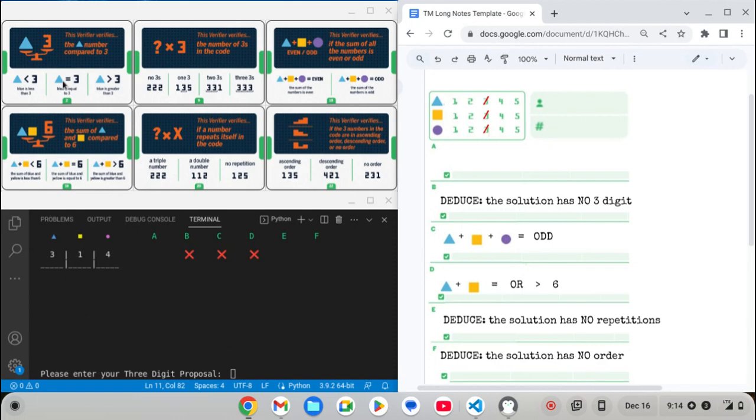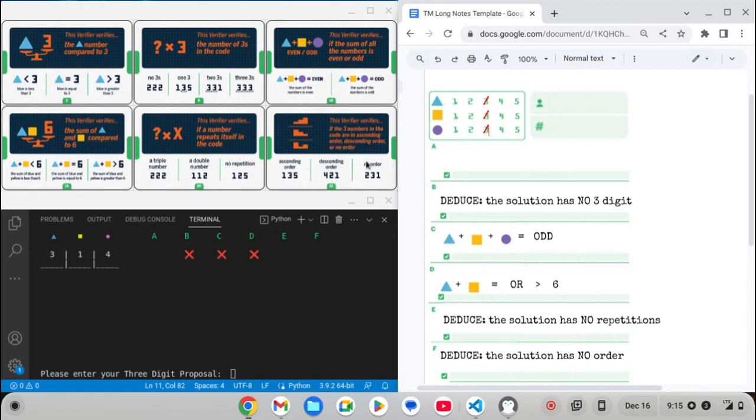So notice we did not test criteria card A, comparing our first digit to the number 3. Obviously, we also know it can't be equal to 3, so it's got to be less than 3 or greater than 3. And it's still a bit outstanding as to what the sum of the first 2 digits might be, either equal to 6 or greater than 6. And we did announce that we are able to deduce that there should be no repetitions and no order.